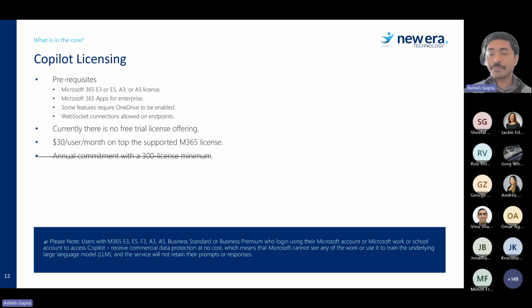There are some endpoints or network WebSockets that you need to enable to utilize all this, which is not a new thing. Microsoft 365 already has all those things as a prerequisite. So Microsoft is not asking you to whitelist a new URL, which you would have to analyze, right? Those are some prerequisites. There is no free trial for it. So you're purchasing this license at this point, and the cost is $30 per user per month on top of your 365 licenses.